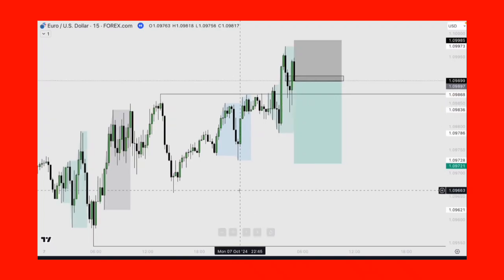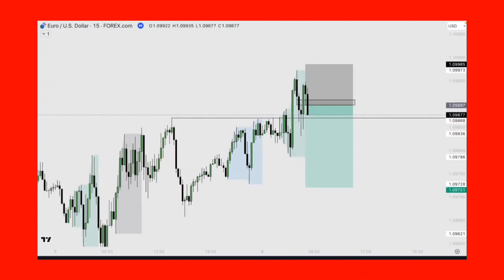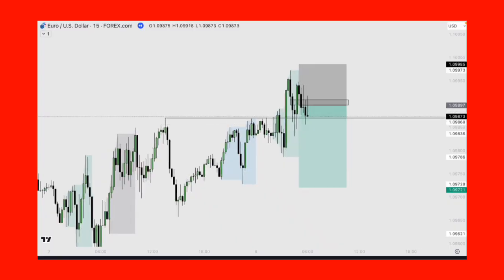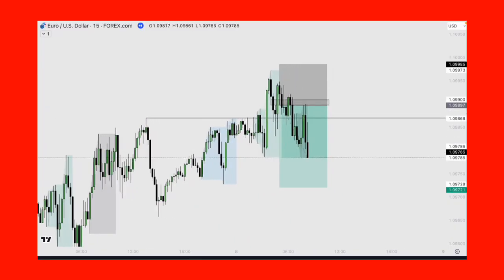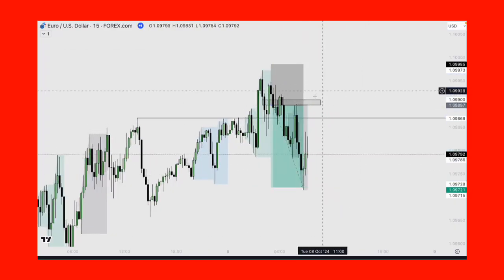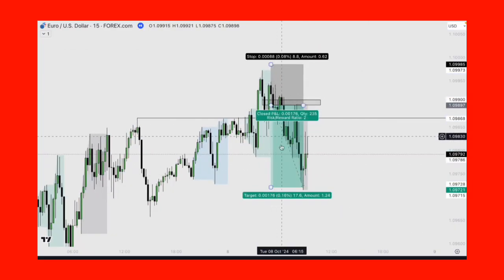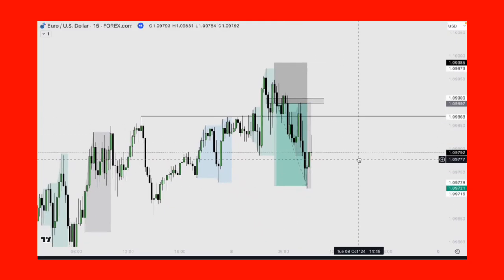So if I move forward, we see that we have tapped into this trade, and let's see what happens. Here we go. The market runs up, gives us a little bit of a drawdown, comes back down and smashes our take profit. Do you see how simple this strategy is, guys?